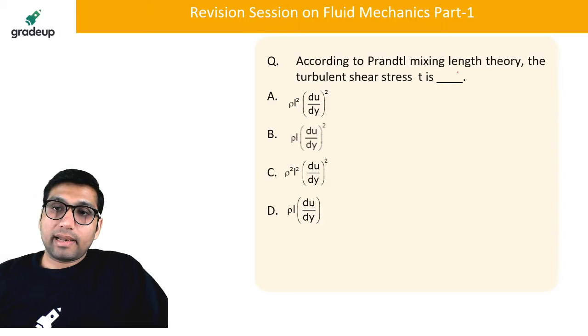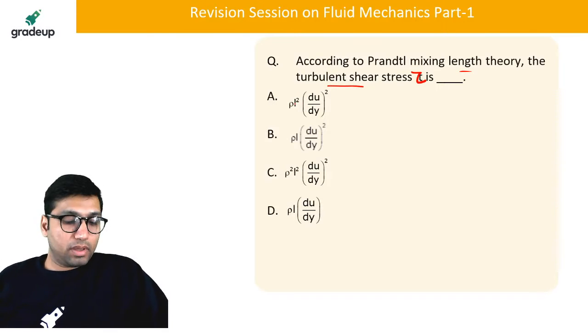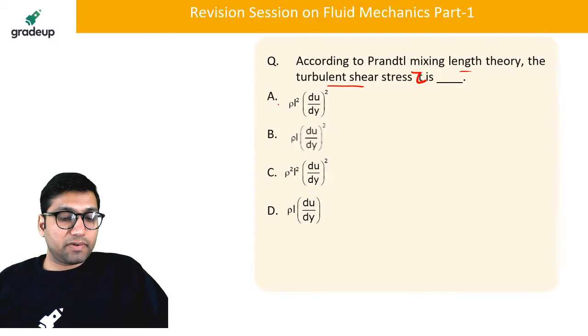According to Prandtl mixing length theory, the turbulent shear stress tau is... Yes, Deepak Kumar Shah has given A, Gaurav Vajpayee A, Bunny Kaushik A, Shivani Rai A. Very good. The answer is right. Answer is option A.